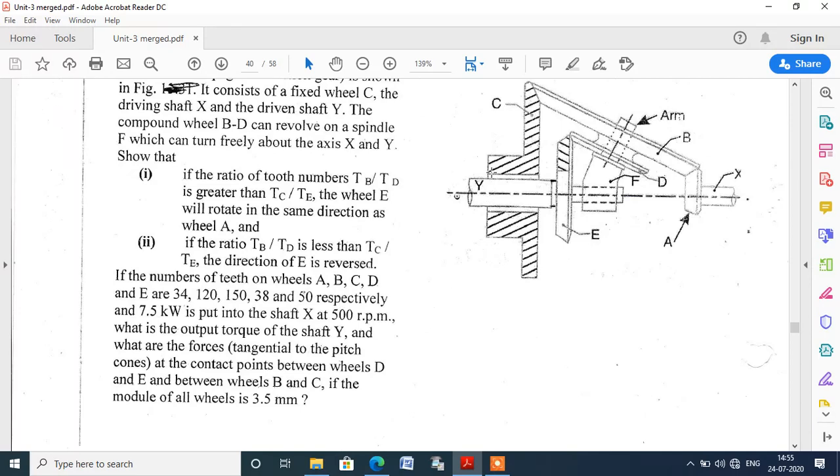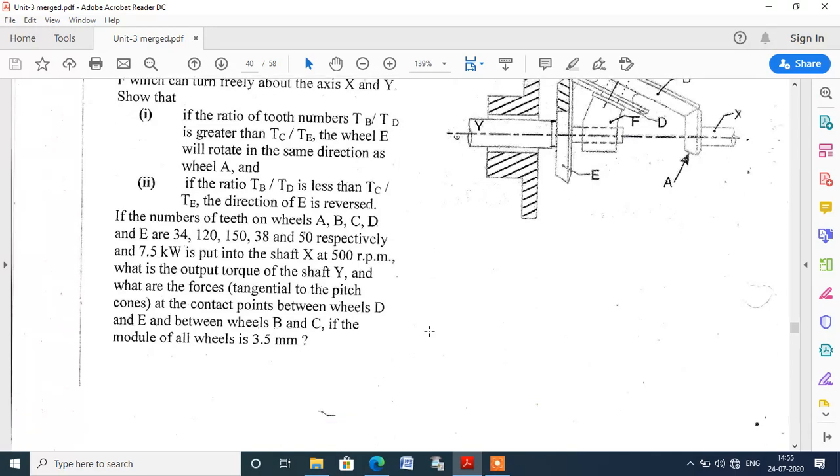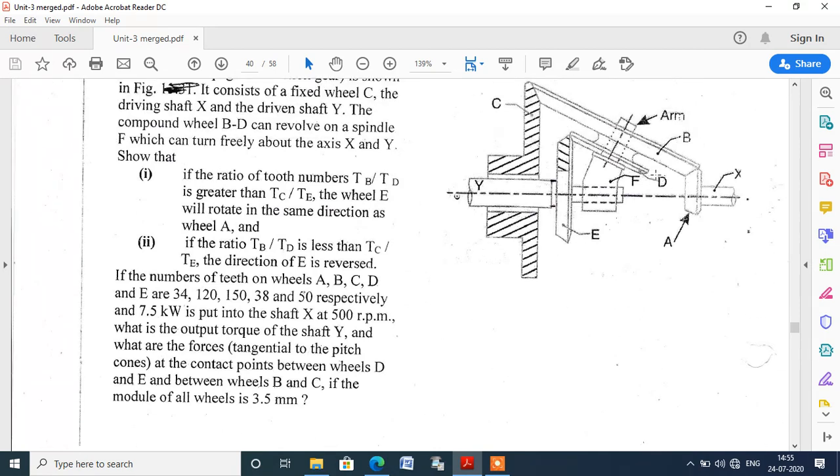So torque is asked. And what are the forces tangential to the pitch cones at the contact points between wheels D and E, and between D and C? The module of all wheels is 3.5, so the module is the same for all the wheels. So this is the question.